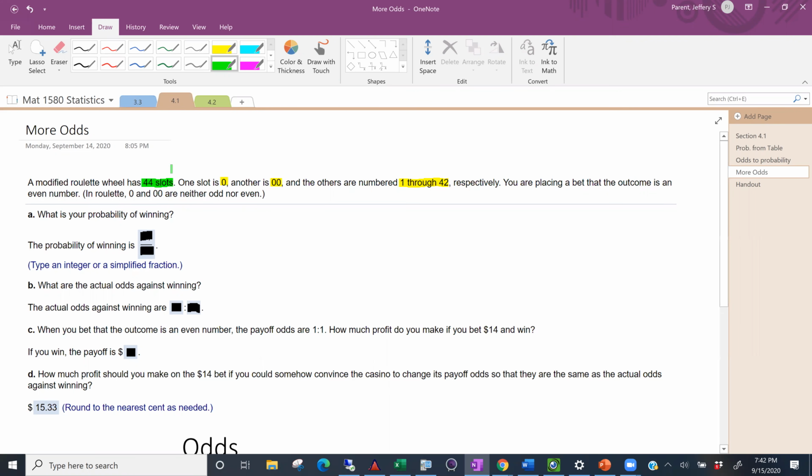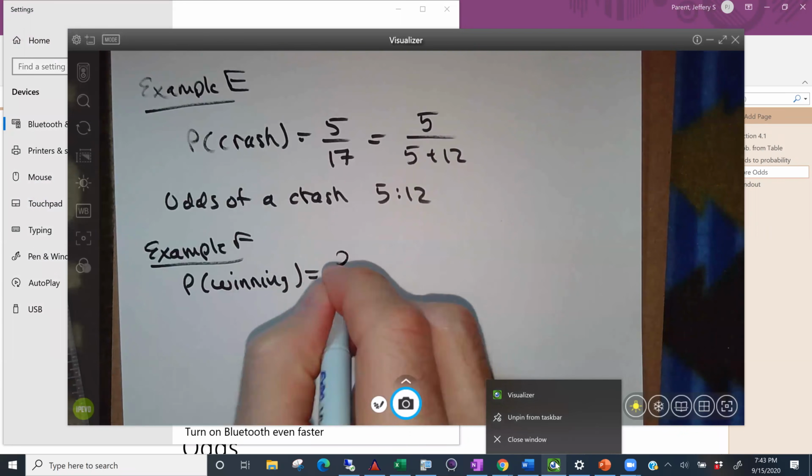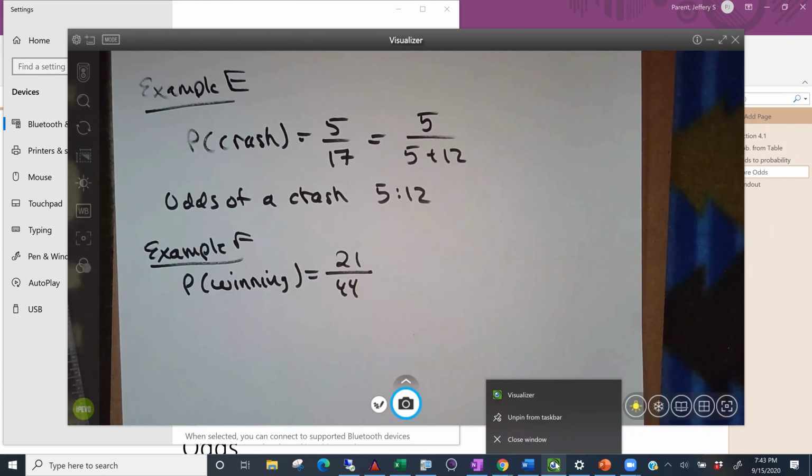Now for our numerator, we have to decide how many we're going to bet on. How many even numbers are there amongst those first 42 numbers? 21, because every other one, or half of them, are even. So our probability of winning is going to be 21 out of 44.